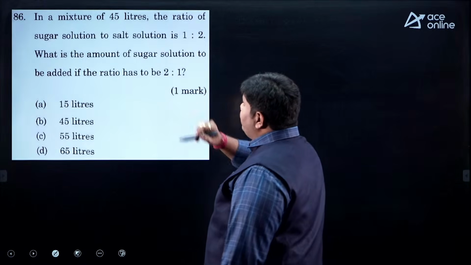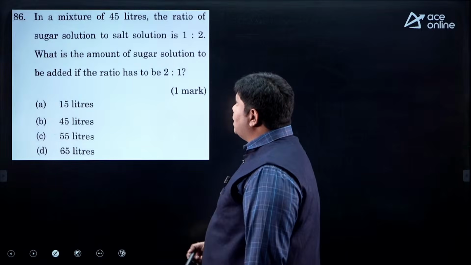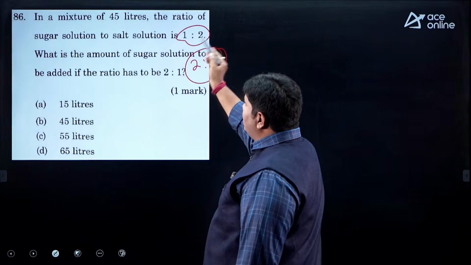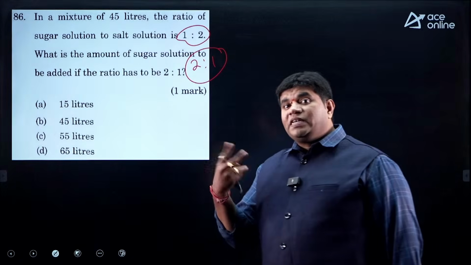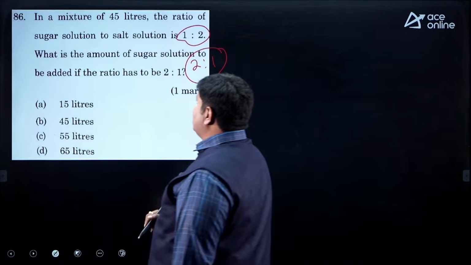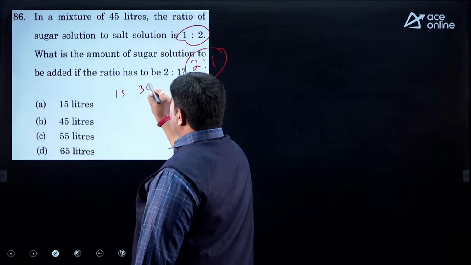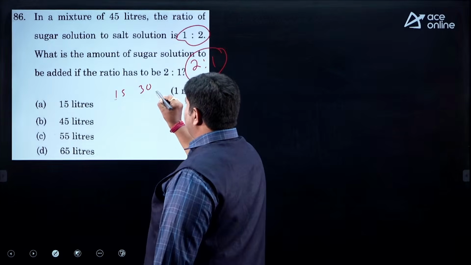Next, a mixture of 45 liters. You can use the concept: first 1:2, next it becomes 2:1. Simply meaning 1:2 to 2:1 means it is double actually. Just for convenience, 45 in 1:2 is 15 and 30. Only this one is added, this one is fixed.